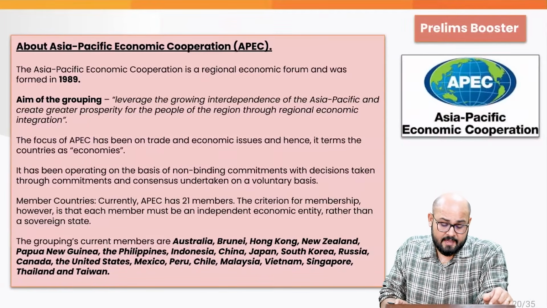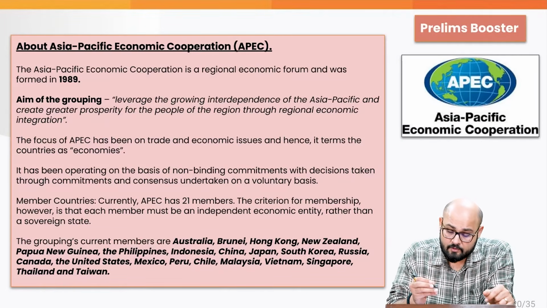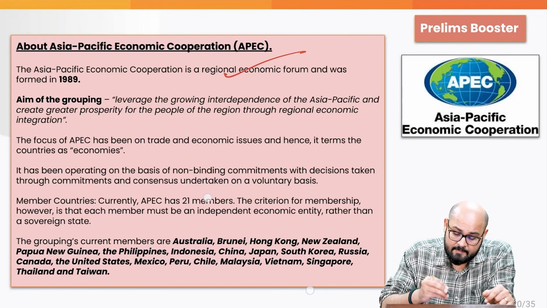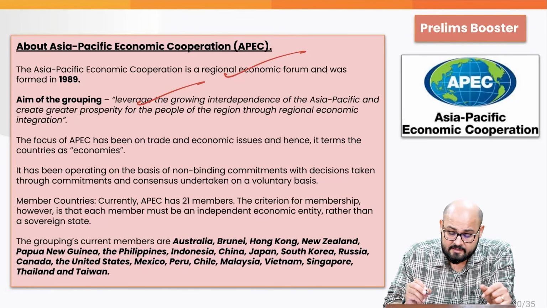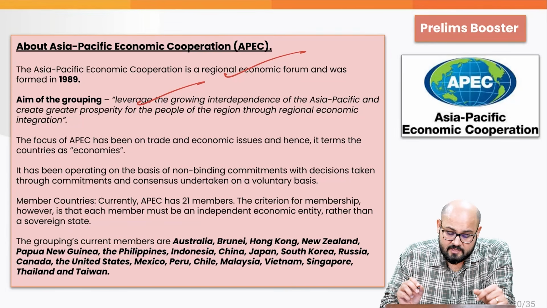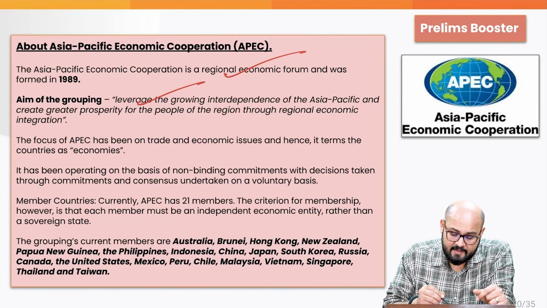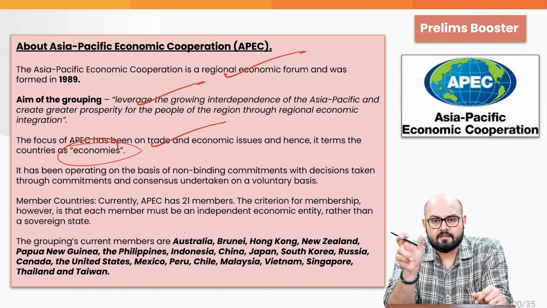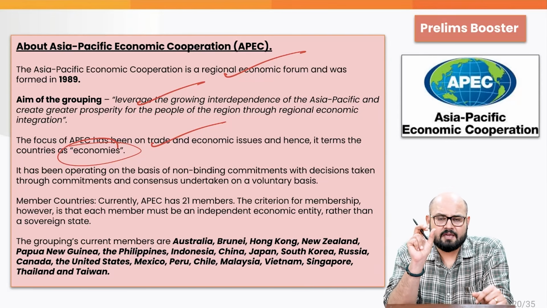Let's talk about the Asia Pacific Economic Cooperation. The Asia Pacific Economic Cooperation is a regional economic forum and was formed in 1989. The aim is to leverage the growing interdependence of Asia Pacific and create greater prosperity for the people of the region through regional economic integration. The focus of APEC has been on trade and economic issues, and hence it terms countries as economies. So we do not have member countries in APEC. We have member economies in APEC.